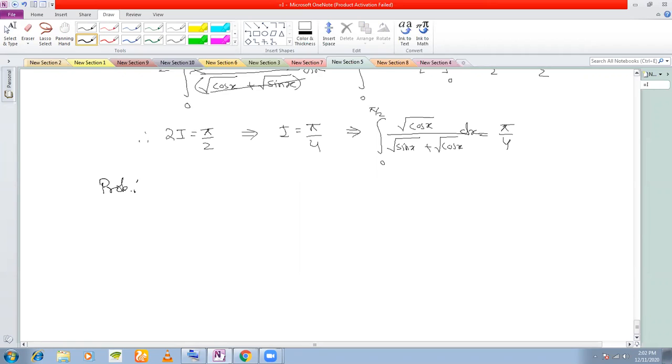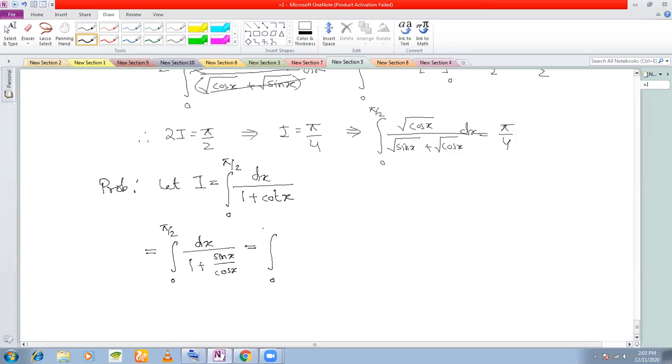Let's do this. Integral 0 to pi by 2 dx by 1 plus cot x. So in this integral, what can we write? First, convert cot x to sin x by cos x. One plus sin x by cos x, and then if you take the LCM, you will get cos x dx by sin x plus cos x.